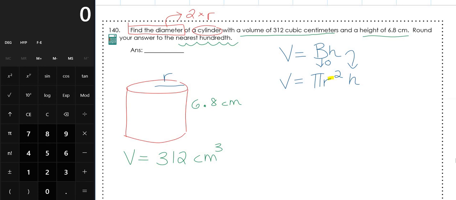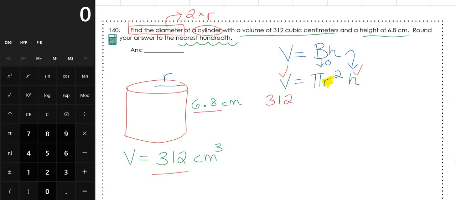Notice our r just made its first appearance. We're going to look for that r as long as we have every other variable in this equation. So let's take a look. Do we have the volume? Yes, we do. It's the 312. Pi is a number. R is what we're looking for. And now h. Do we have the height? Yes, we do. It's 6.8. So if we have all the other variables except for r, we can solve for r. So let's go ahead and get started.